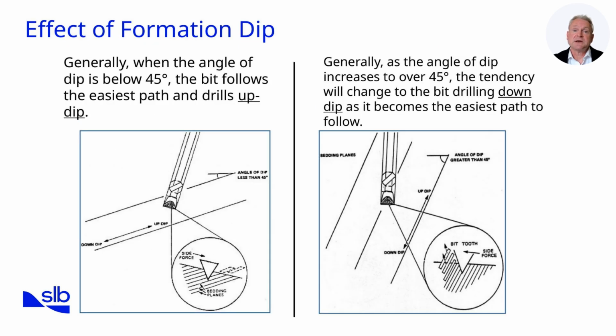Formation dip can strongly influence the trajectory of a rotary BHA, sometimes overriding design intent. When the dip angle exceeds 45 degrees, the bit tends to drill down dip, since this represents the path of least resistance. Conversely, when dip is below 45 degrees, the bit typically drills up dip, again following the easier path. This natural tendency occurs because drilling follows rock stress and bedding planes.